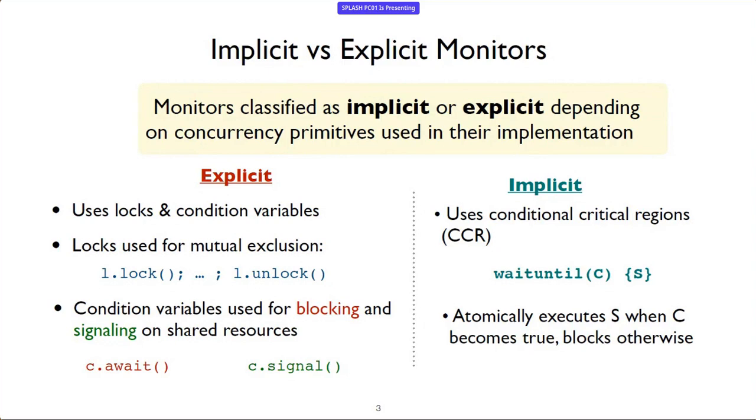and they should atomically execute the statement S. A very important thing to note here is that there is no explicit locking or signaling. It is the responsibility of the underlying system to make sure that threads get woken up when C becomes true. And again, it's also the responsibility of the underlying programming system to make sure that S executes atomically. There is no need for explicit locking here.